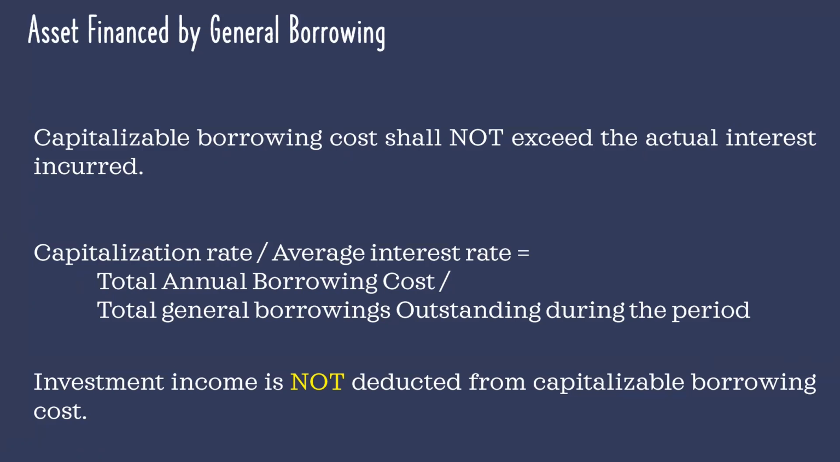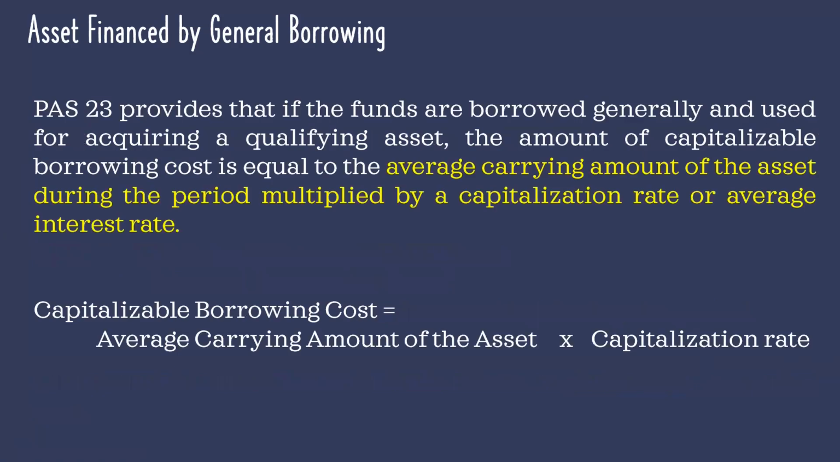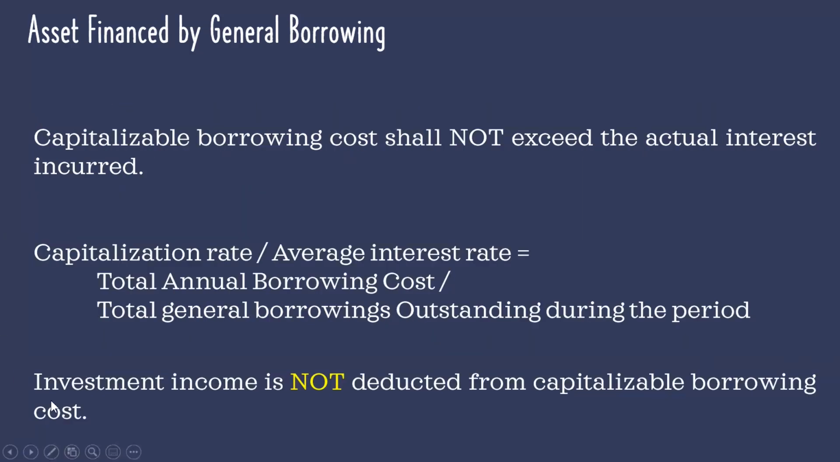So, the rate that you will get there is what you will use to multiply with our average carrying amount of the asset. Another thing is that, remember earlier, when the borrowing is specific and there is investment income, we deduct it from the actual borrowing cost.